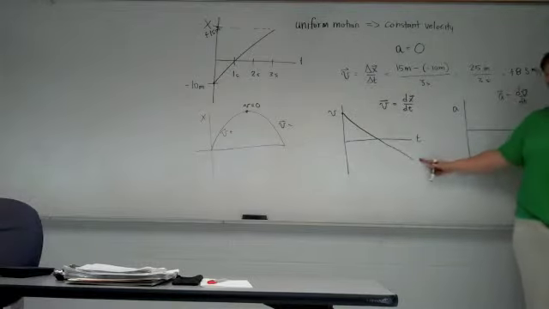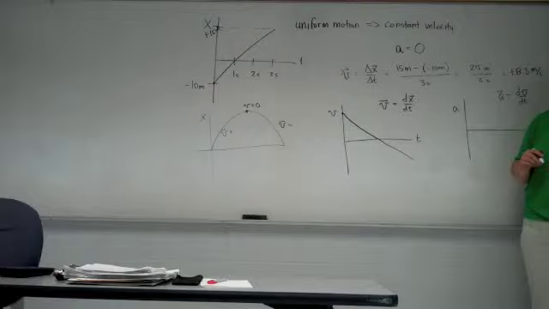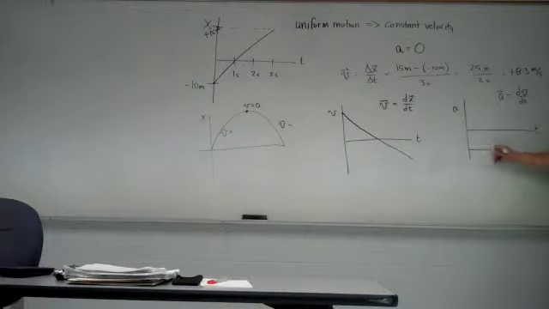What can you tell me about the acceleration in a situation like this? Constant and positive or negative? Negative. So it's a constant negative value. The slope of the velocity graph is negative. So this actually would be representative of what? Give me a real life example. Something going up and coming down.